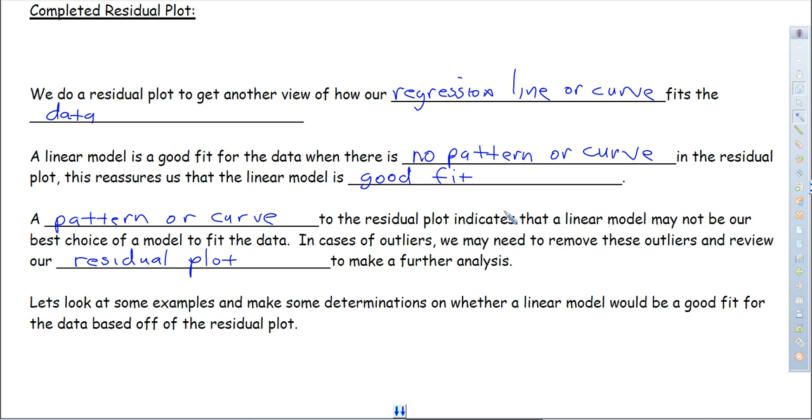So let's look at some examples real quick just to see what we're talking about. What do you mean by no pattern would be considered something we're looking for, and a pattern or curve is something we're not looking for?